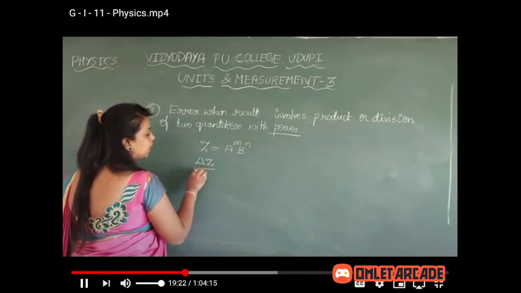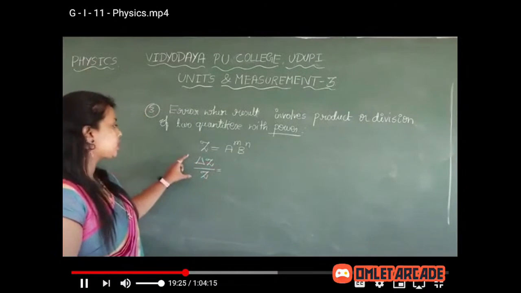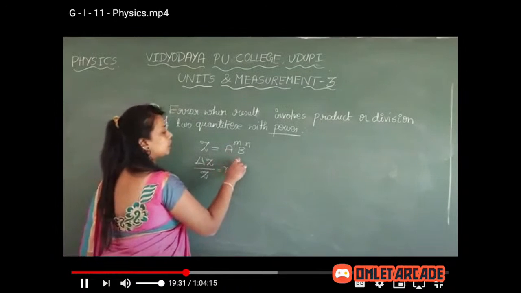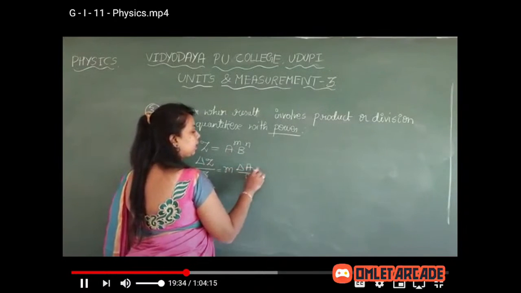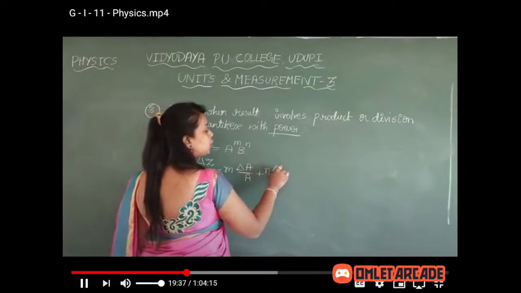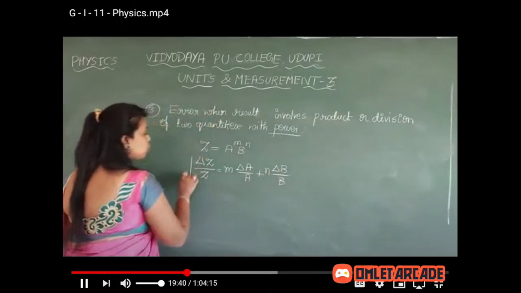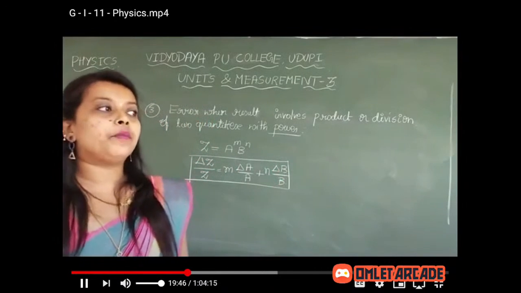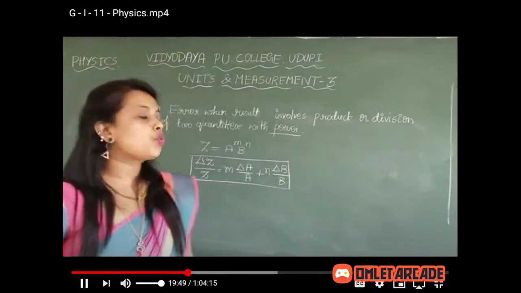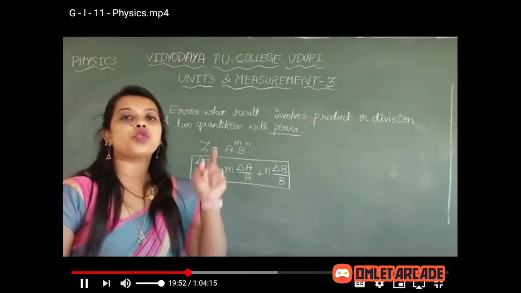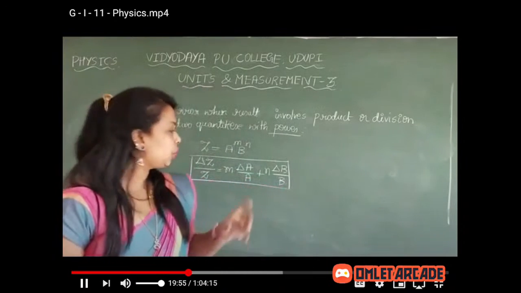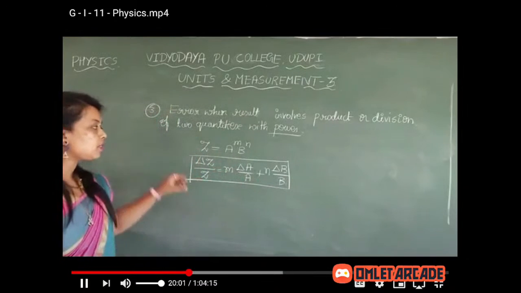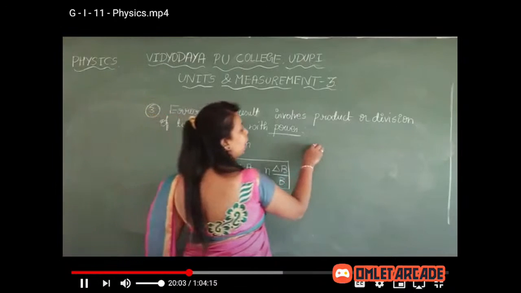You have to write like this: delta z by z, that is the relative error of the resultant. Then the power you should multiply. Okay. And delta a by a plus power you should multiply n into delta b by b. So this is very important. When some physical quantity relationship is there and it consists of a power, then you have to multiply the power with the relative error. Okay.